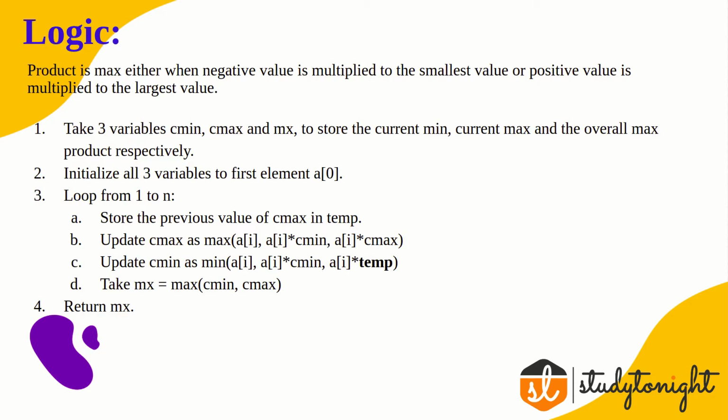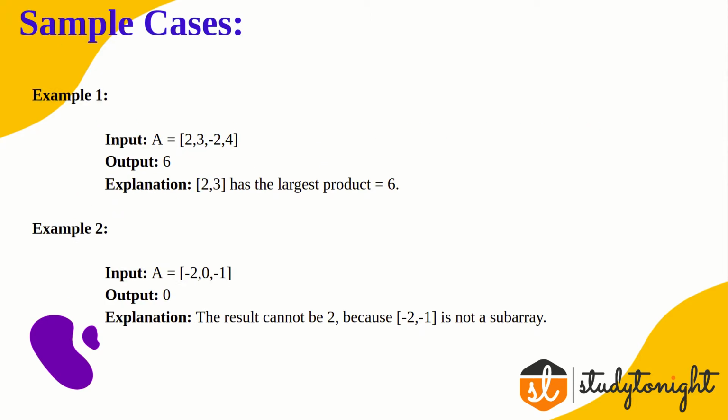So the product is maximum either when a negative value is multiplied to the smallest value or a positive value is multiplied to the largest value. Let me help you understand what I mean by this statement. Suppose you need to maximize the product of two numbers. If they are of opposite sign, their product would definitely be negative. So in order to make the overall answer largest, they should be of the least possible magnitude. Why? Because the smaller the negative number is in magnitude, the larger it is, right? -1 is greater than -2, -2 is greater than -5, and so on.